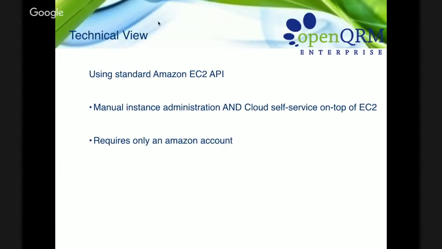And the good thing is the only thing it requires is an Amazon account. On behalf of this Amazon account, your private cloud as a sub-cloud of Amazon EC2 will be running, and Amazon will charge your Amazon account, of course, for creating instances there. And you get your charge back from your end users by the openQRM billing system, which is integrated in the openQRM private cloud.